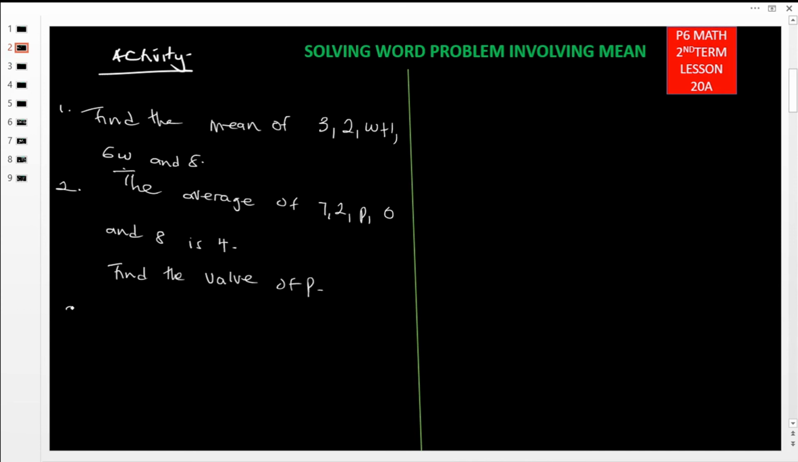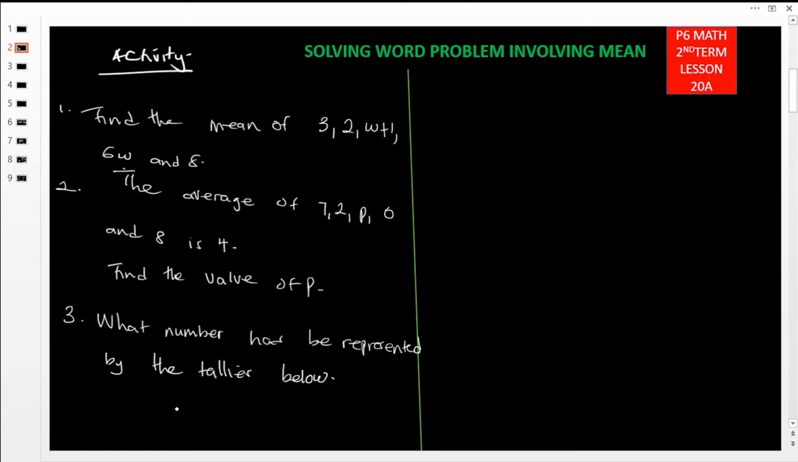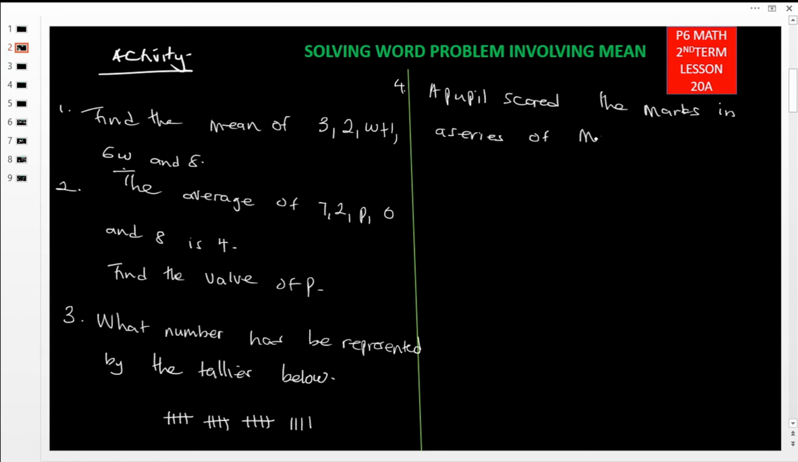Find the value of p. Number 3 is saying what number has been represented by the tallies below. So this one, 1 2 3 4 5. Then number 4, they are saying a pupil scored the following marks in a series of tests, maths tests.